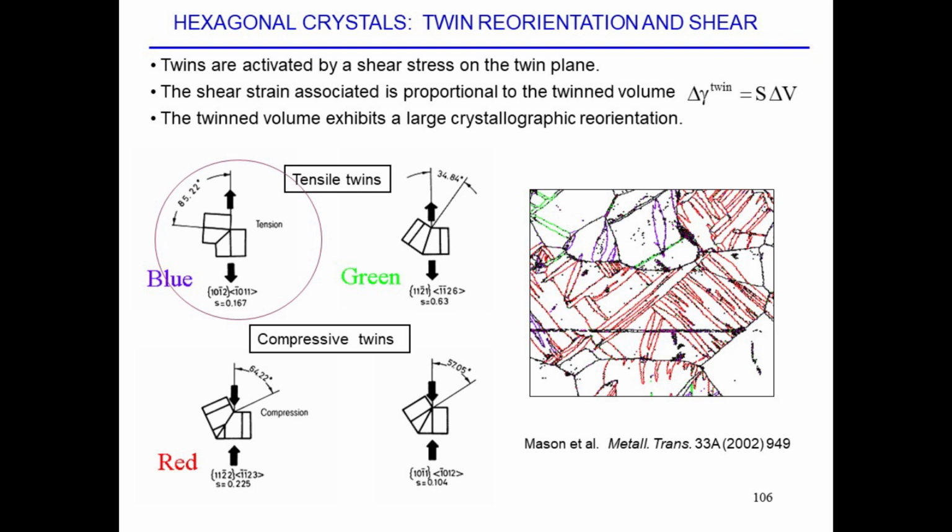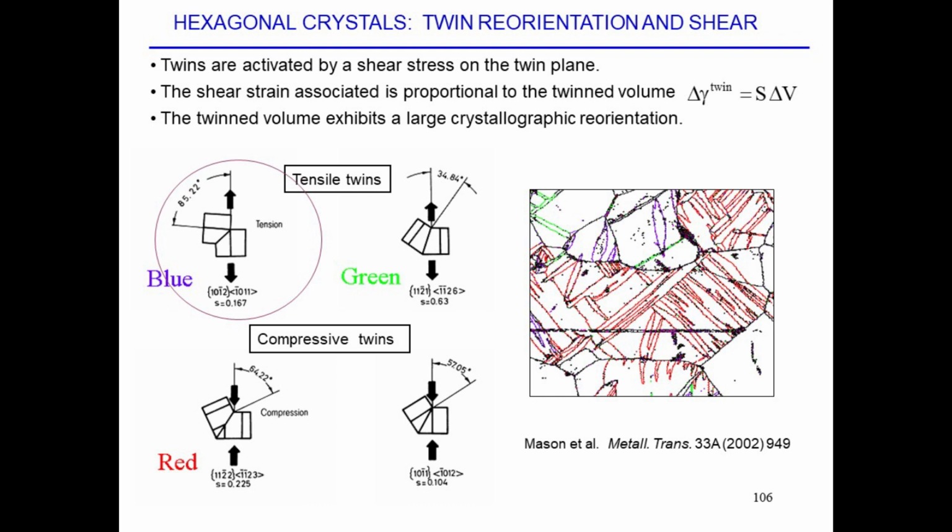So this is the case here. This is a zirconium EBSD, and some of these twins are indicated here in different colors. As you can see, when the twin is activated, the crystal can reorient the z-axis by as much as 85 degrees, practically perpendicular. This is the tensile twin, or in the case of the compressive twin, by 64 degrees. These two other twins are rather rare, so we are not going to consider them, but we are going to consider this tensile twin and this compressive twin.